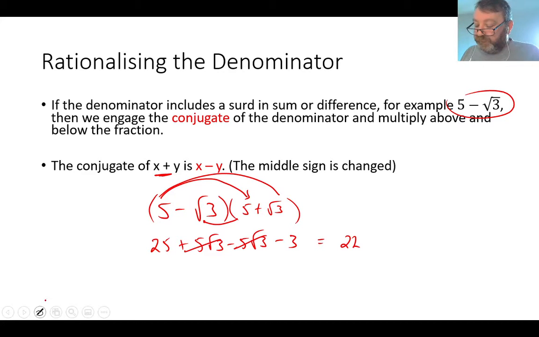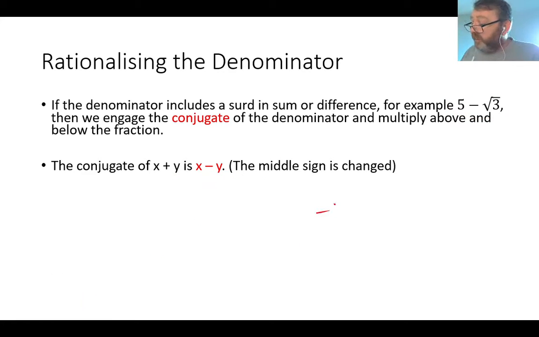Okay, so the conjugate, and again, look, minus 4 plus root 3. What's the conjugate of that? Minus 4 minus root 3. You only change the middle sign. So just be careful. Just the middle sign. Doesn't matter what sign is at the beginning. You aim for the middle sign. You change the middle sign. And then that is this conjugate that you multiply by in order to rationalize the surd that is part of a sum or a difference.